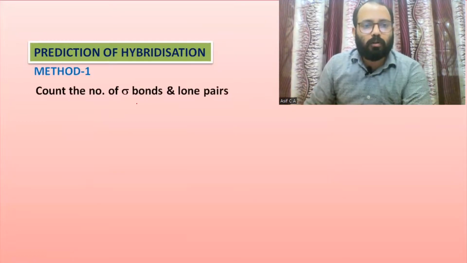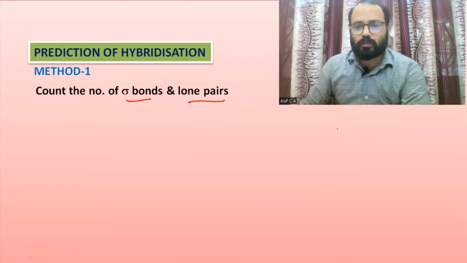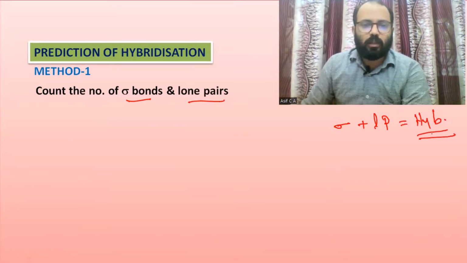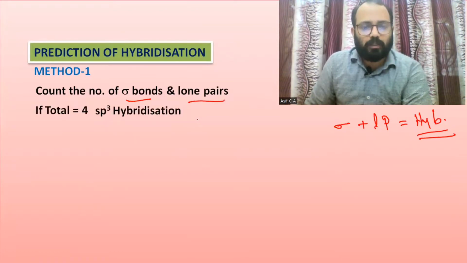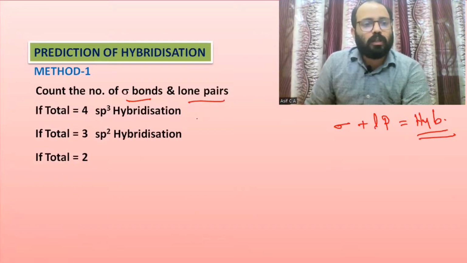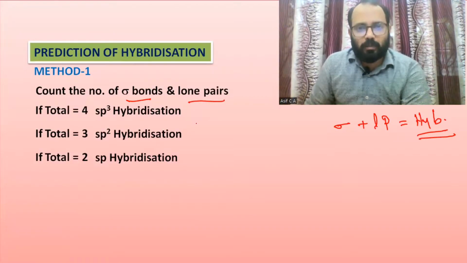You have to count the number of sigma bonds and the number of lone pairs. So the total number of sigma bonds plus the total number of lone pairs will give you the hybridization. Look at that. They will not count this pi bond here, only the sigma bonds. So if the total number of sigma bonds plus lone pairs is 4, then we'll have sp3 hybridization. If the total count is 3, then it is sp2. If the count is 2, then it is sp hybridization.